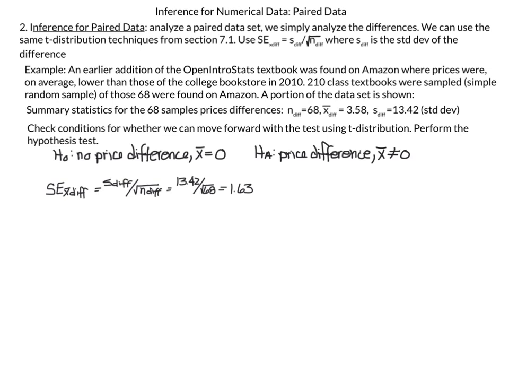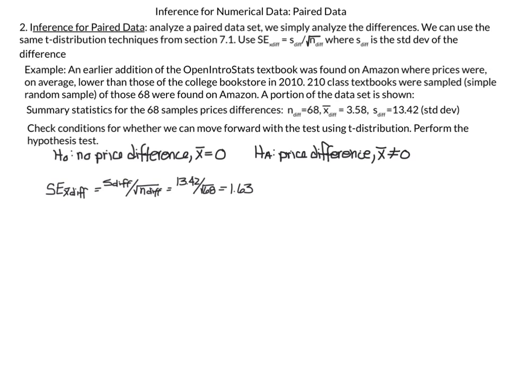The next thing I'm going to do, because it's easy to do, is calculate my standard error. So that's S of our difference divided by the square root of n. So our standard deviation is equal to $13.42 divided by square root of 68. So that gives us 1.63.